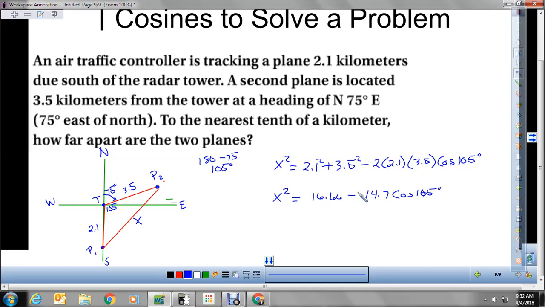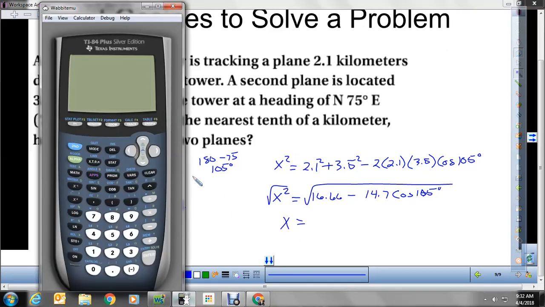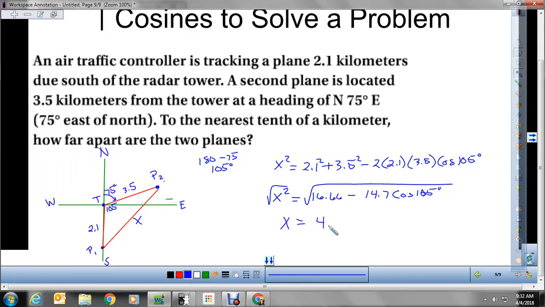Now, at this point, I'm going to take the square root of both sides and do the rest on my calculator. So I take the square root of 16.66 minus 14.7 cosine 105. Enter, and that gives us 4.5. So the distance between our two planes is approximately 4.5 kilometers. So that becomes our distance. This distance is 3.5, this is 2.1, and the distance between is 4.5.